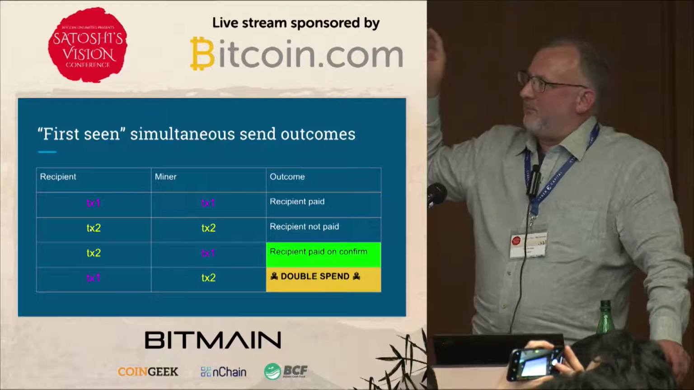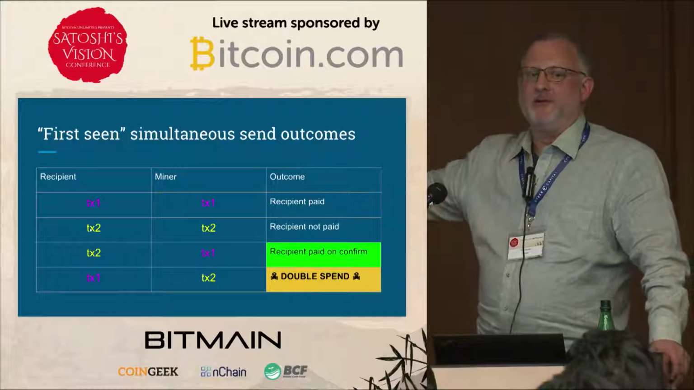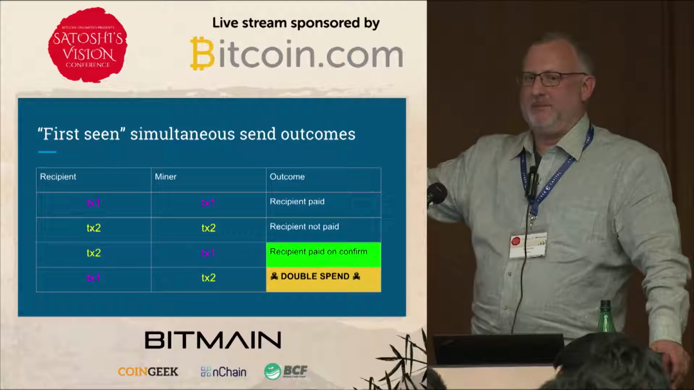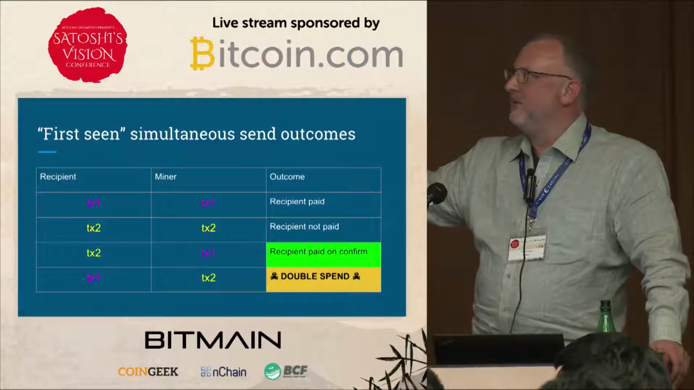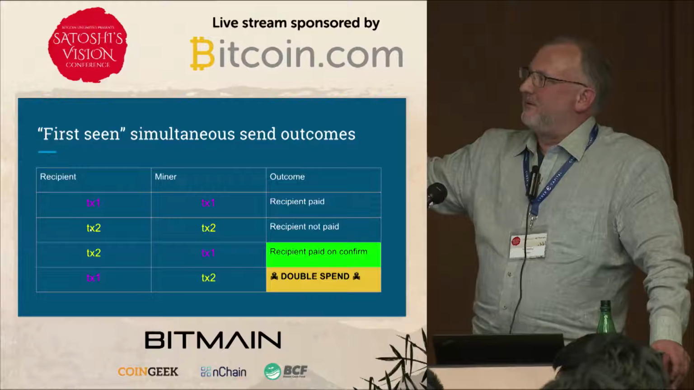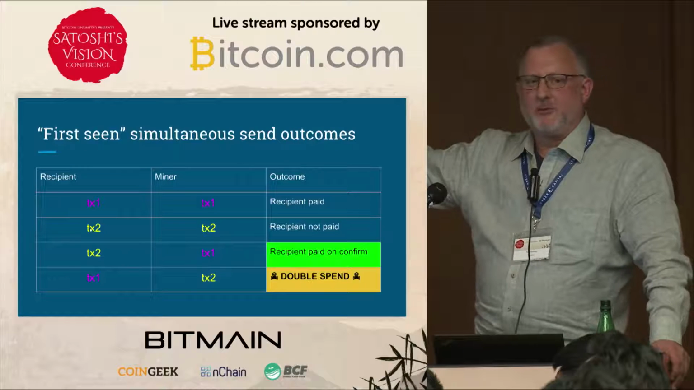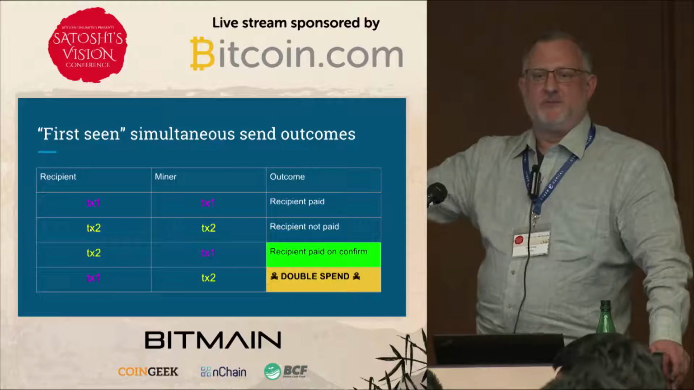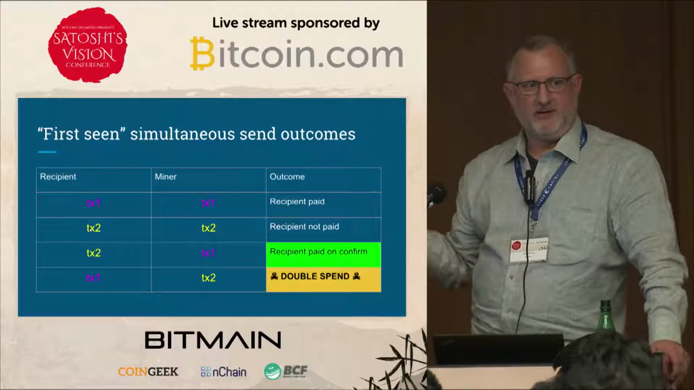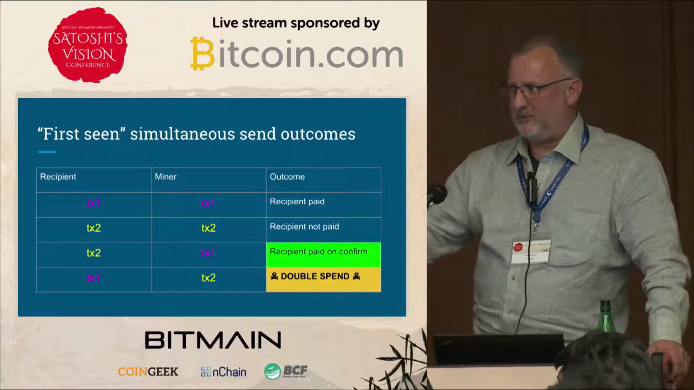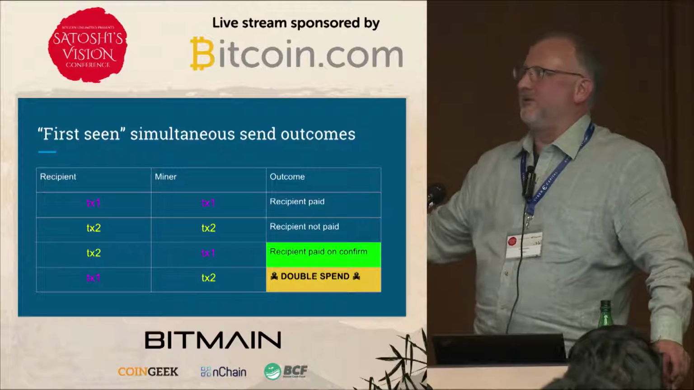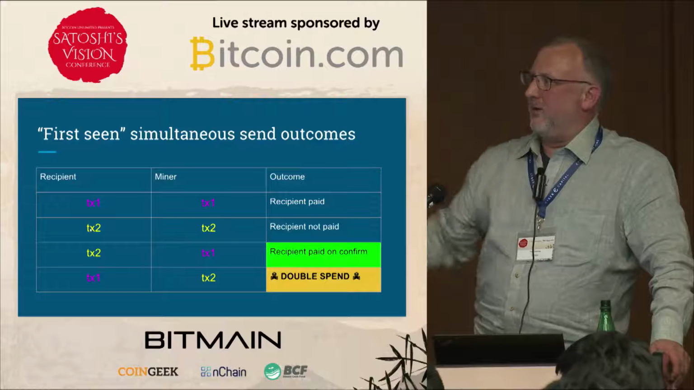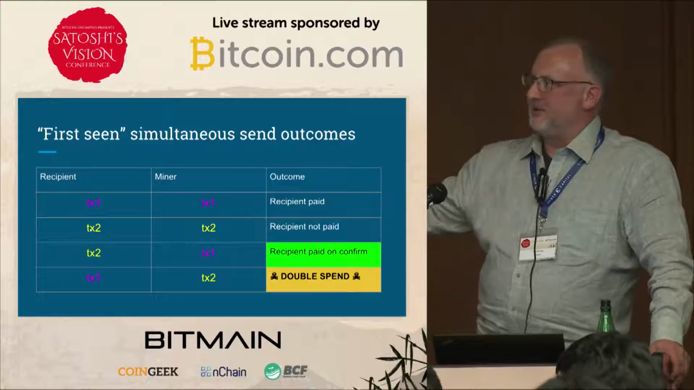If both of them saw the double spend, then the recipient's not paid because he never sees a transaction that pays him. And TX2 is also confirmed because the miner saw TX2. So the guy pays himself. That's the double spend. TX1 is the one that pays the person who's supposed to get paid, and TX2 is the miner. So that's just a sort of no-op. And then it gets interesting.